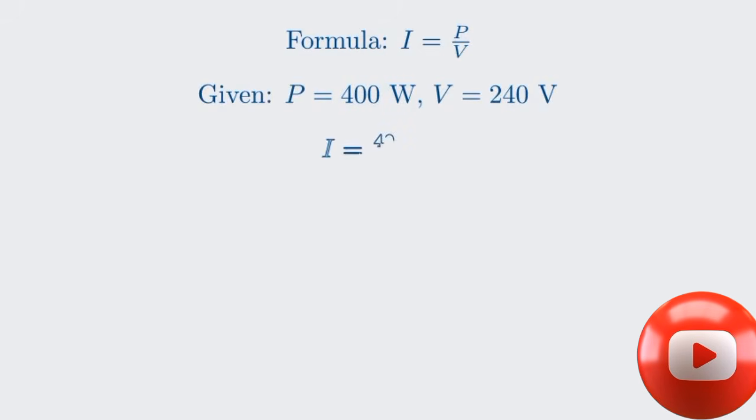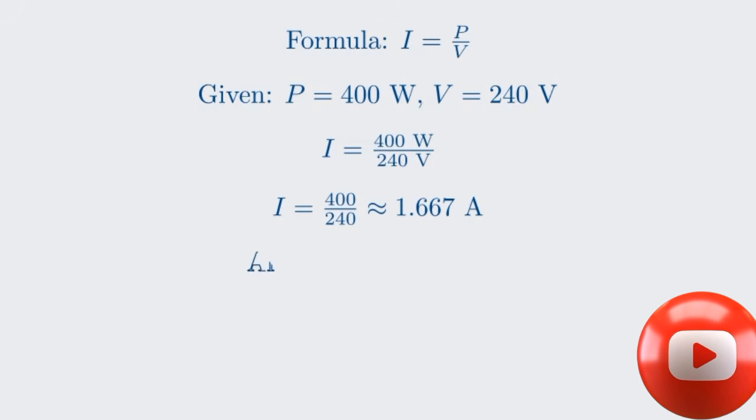Plugging these values in, we get I equals 400 watts divided by 240 volts. Performing this division, 400 divided by 240 gives us approximately 1.667. Since we are calculating current, the unit is amperes, or A. An ampere is the standard unit of electric current. It represents the flow of 1 coulomb of charge per second. So, 1.667 amperes means that about 1.67 coulombs of charge pass through the bulb's filament every second.